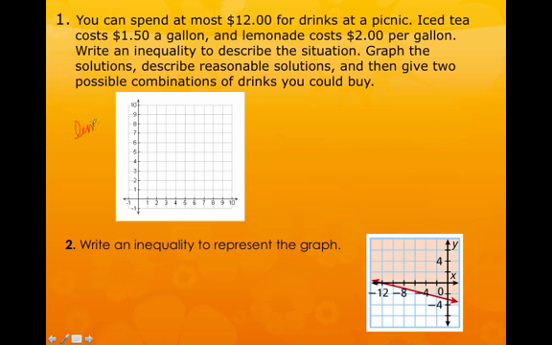So I've got my lemonade on here, and I've got my tea here. I know that my inequality is going to be 150 for, I'm going to set x equal to t and y equal to lemonade. So I've got 150x plus 2y has to be, they have to spend at most, so less than or equal to $12. And I can go ahead and graph.